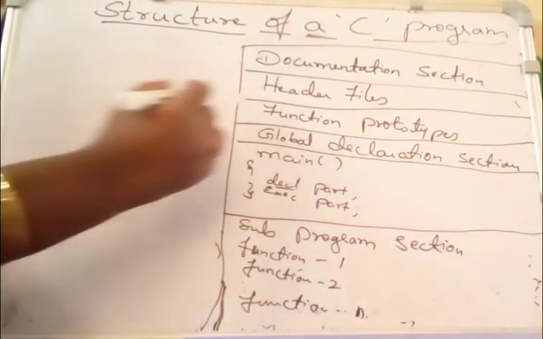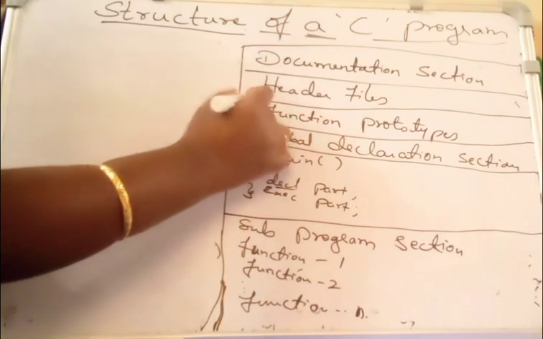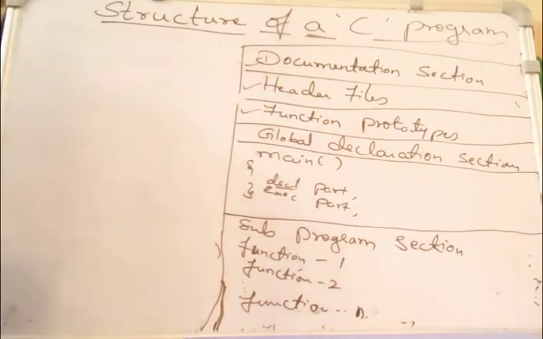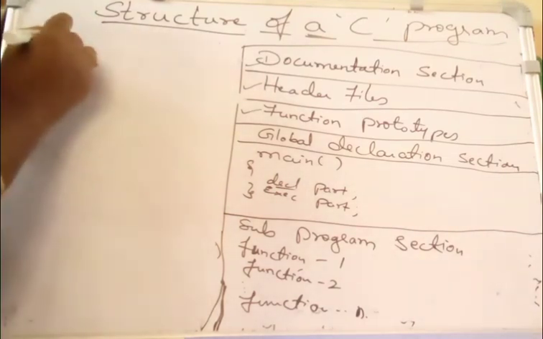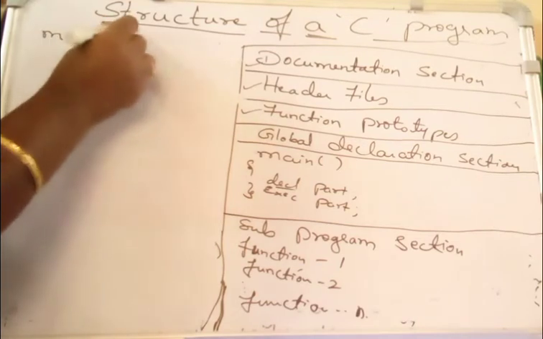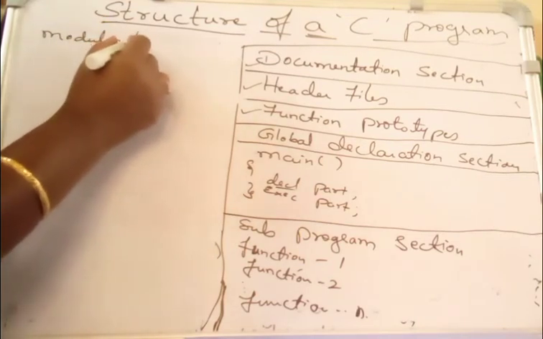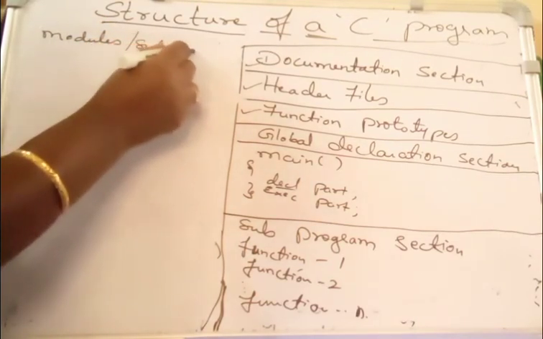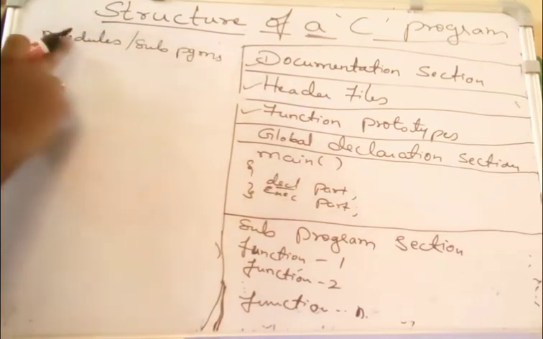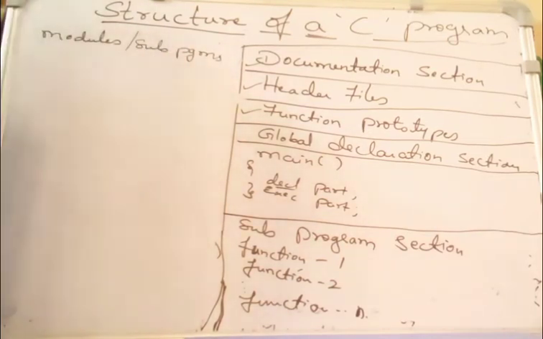Then the next section we have is the function prototypes. Function prototypes means, suppose we want to declare some functions as global. Suppose I have written my program in the form of modules. Whenever I am dividing my program into submodules or subprograms, a larger program can be divided into smaller programs called modules or subprograms.